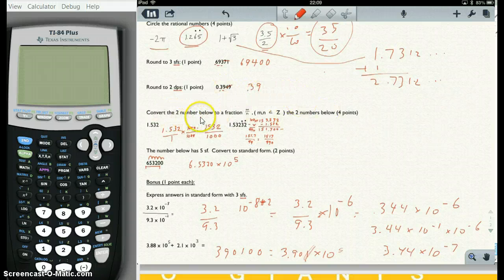Now we convert the two numbers below to a fraction. Okay, so the first one is pretty easy. You just take 1.532 and you divide it by 1. Okay, and now it's already a fraction. Well, it's not a whole number fraction, and we want a whole number fraction. So we need to change the top and the bottom by whole numbers. Well, we have 1.532 on top. If we multiply it by 1,000, then that is going to make that a whole number. So we're going to multiply the top by 1,000, we're going to multiply the bottom by 1,000, and we're going to get 1,532 divided by 1,000.